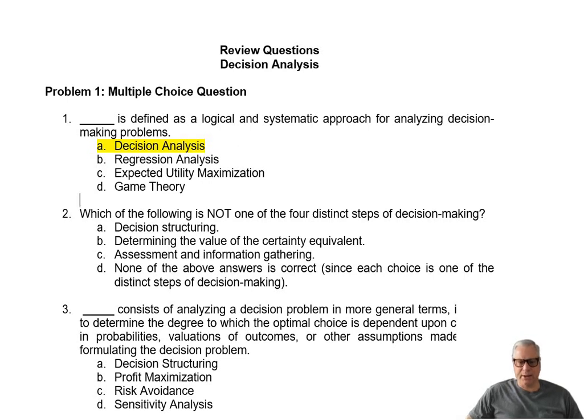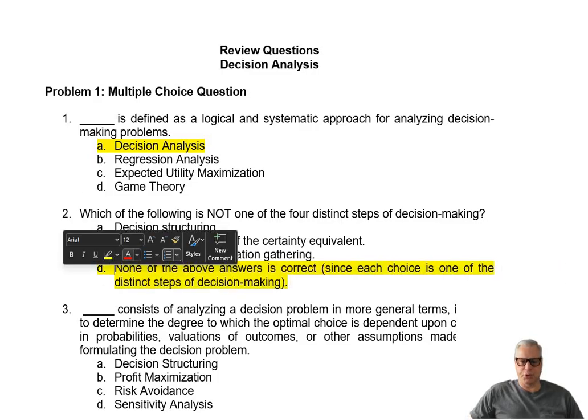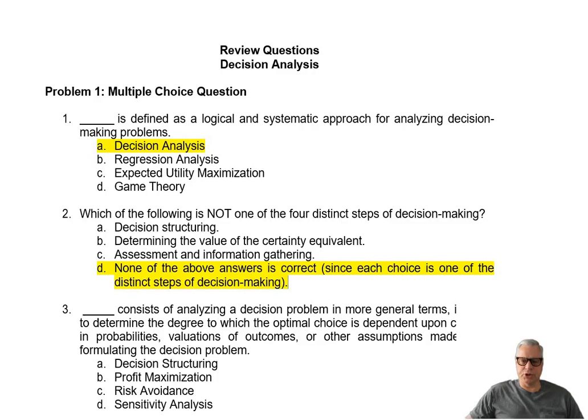then we compare that to things like an expected payoff or a money equivalent of an expected utility. So the certainty equivalent is also part of decision analysis. Assessment and information gathering, of course, that's important too. So therefore none of the above answers is correct, since each choice is one of the distinct steps of decision making.